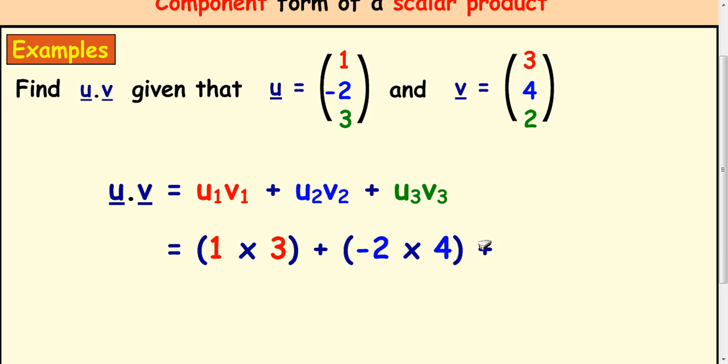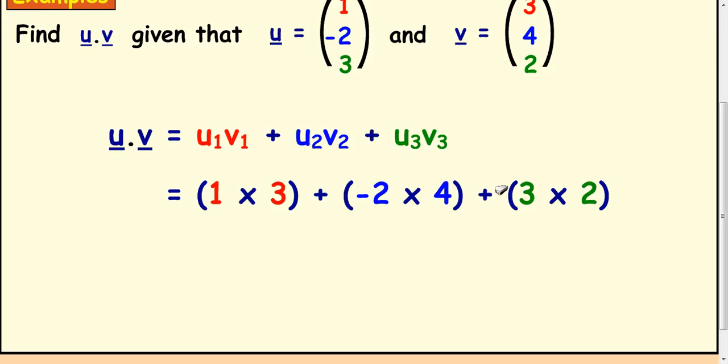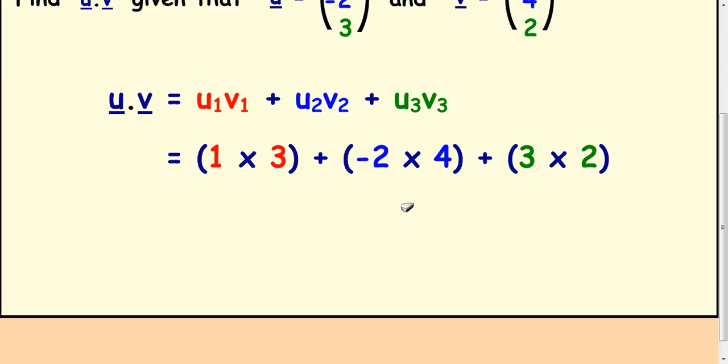plus 3 times 2. And as long as you're good at multiplying and using negative numbers and adding, you should be fine with this. So that's going to go to 3, negative 8, so add negative 8, and then 3 times 2 is 6. You just take your time. 6 add 3 is 9, take away 8 is 1.